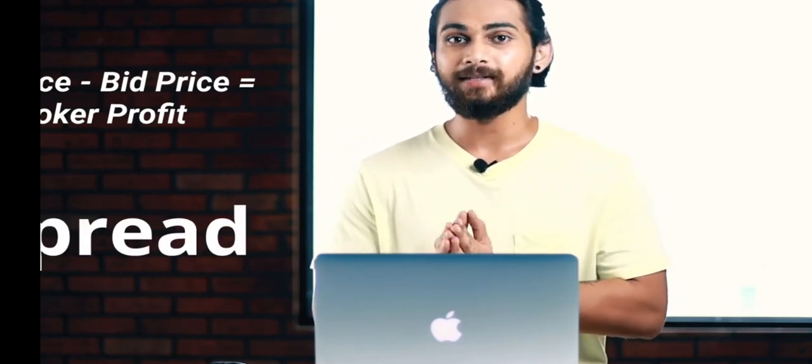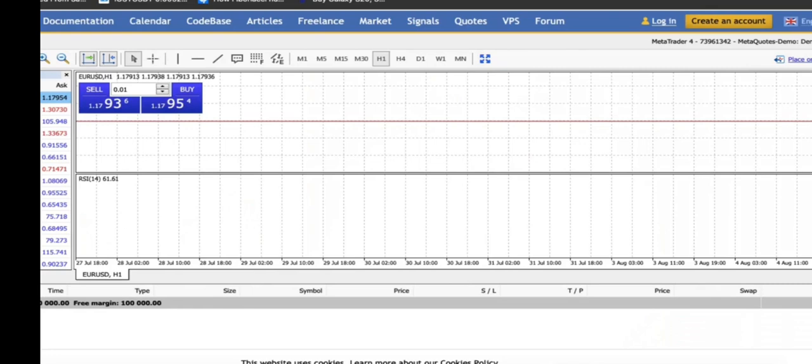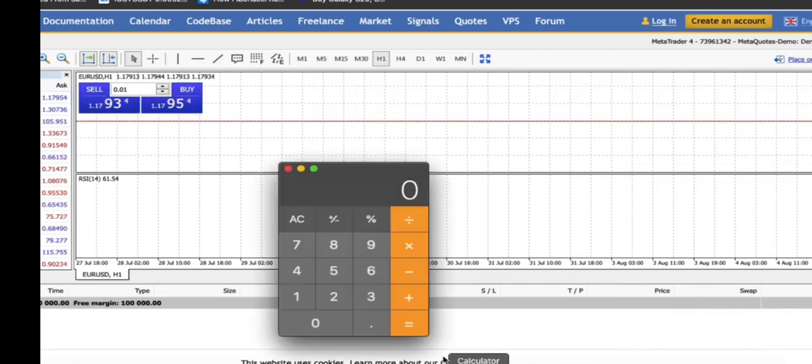For example, in this chart of Euro USD, the bid rate is 1.7937 and the asking rate is 1.7958. So to find the spread, we just have to subtract the bid rate from the asking rate. So the spread here is 0.0021 or 2 pips.